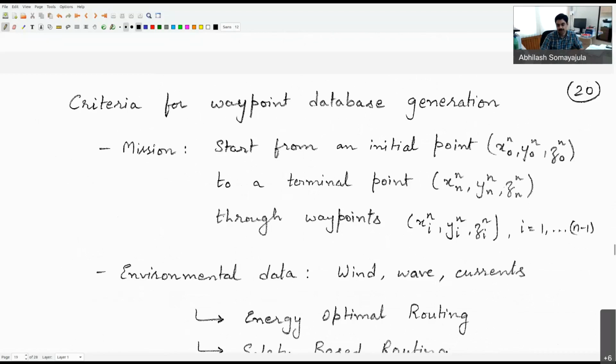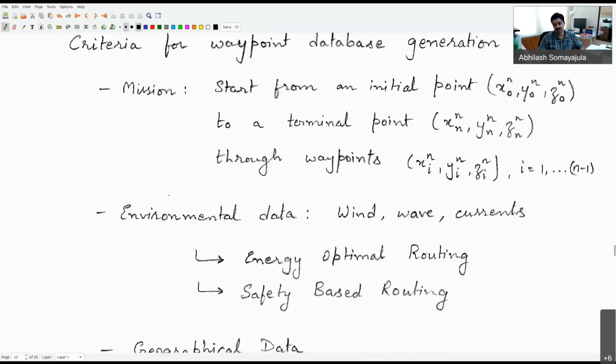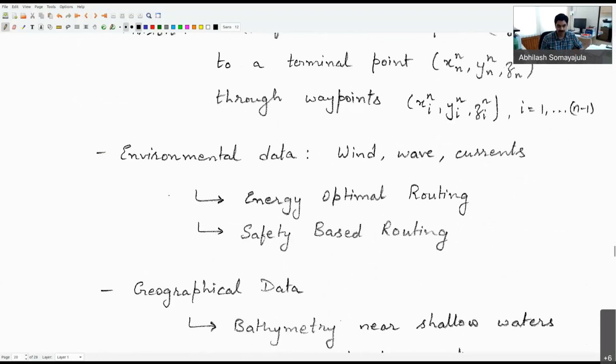The criteria for waypoint generation can come from a variety of sources. We'll look at a brief qualitative assessment of the different things which govern how I choose those waypoints. Of course, the mission is important, which means whatever set of points the user has given us to be tracked, those points definitely need to be tracked in that particular order. So the mission governs a major chunk of the points coming into your waypoint database. But in addition to the mission, you may also have other things governing your waypoint generation. Depending on environmental data, you may be seeing wind, wave, and current data, and your computer might be generating the waypoints automatically in order to do some optimization. It may try to figure out waypoints which will lead to the least energy consumption or least travel time, or it may be related to safety.